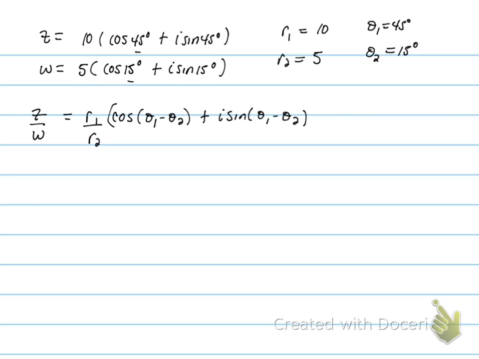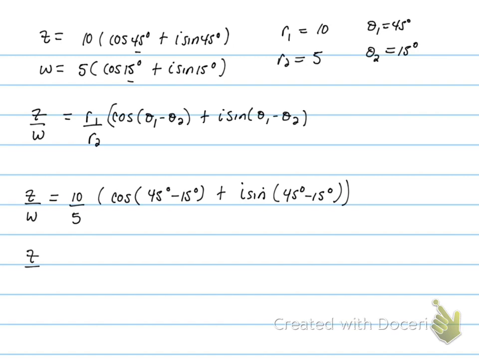All right, so to generate z divided by w, we're going to take r1 divided by r2. We're going to have the cosine of 45 degrees minus 15 degrees plus i sine of 45 degrees minus 15 degrees. And so we have z over w equal to 10 divided by 5, which is 2. And then 45 minus 15 is 30 degrees, so cosine of 30 degrees plus i sine of 30 degrees.